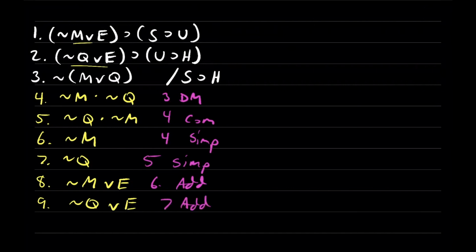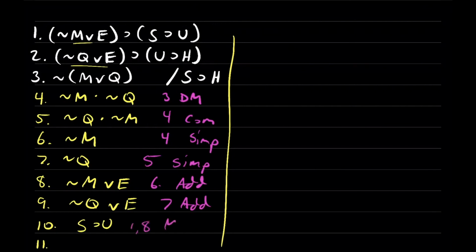Now we have our antecedents to those two conditionals in lines 1 and 2. So I know I'm going to do two modus ponens steps next, which I'm going to do right here in lines 10 and 11. Modus ponens from line 1 and 8 will give us S implies U. Line 1, line 8 by modus ponens. You need to pause and see how I'm doing that.